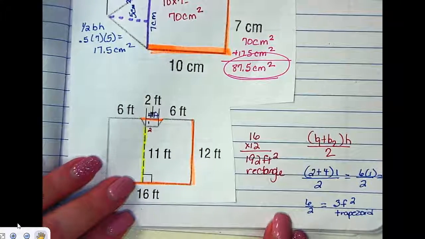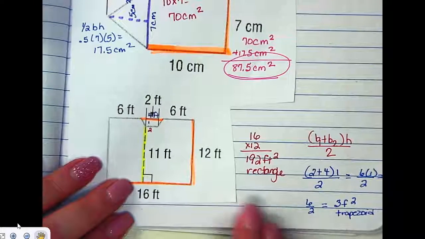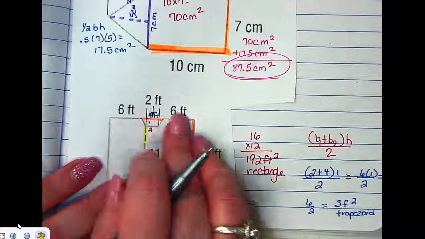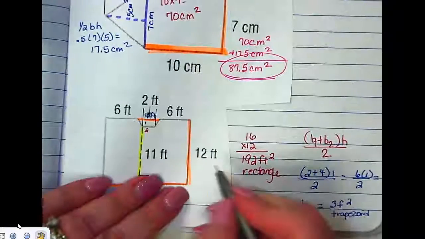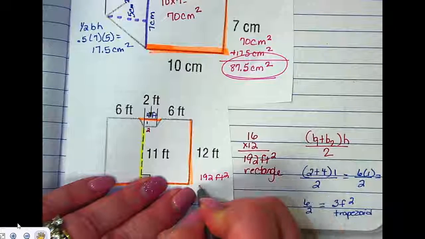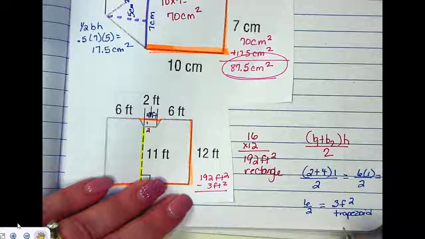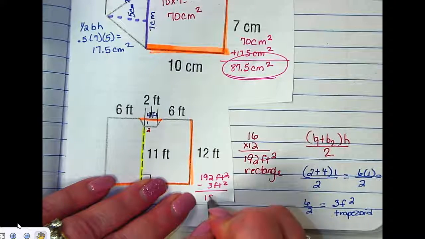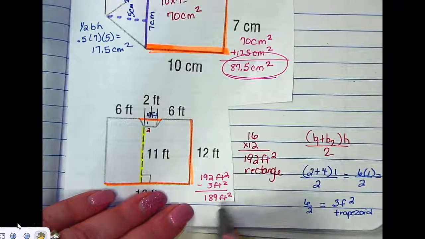Do you have all this written? And then we said that we're taking that trapezoid off. So that means we need to do what? We need to subtract. So it's 192 feet squared minus 3 feet squared. You get 189 feet squared. That is the answer for the entire shape.